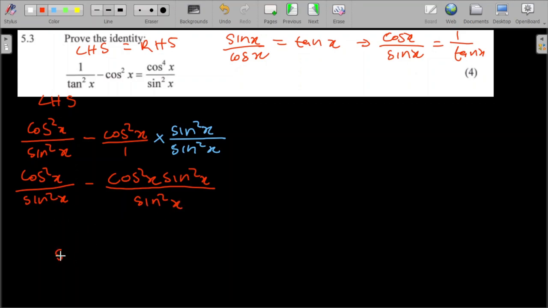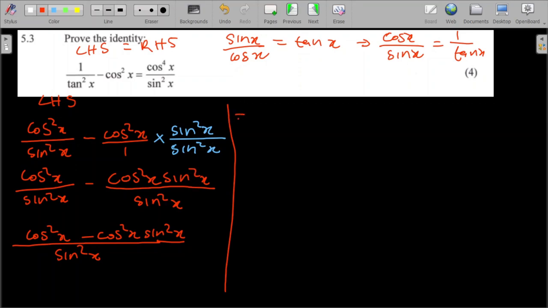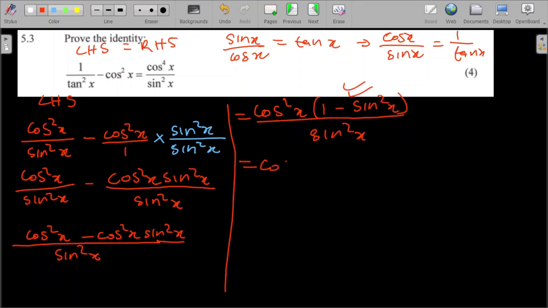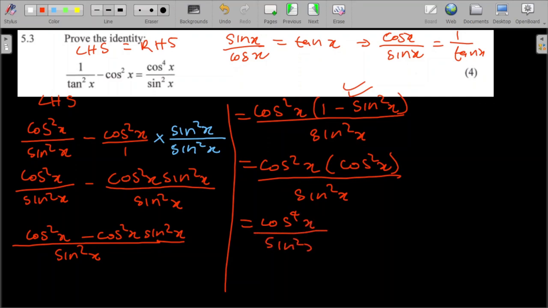I can take one denominator, sine squared x, all over that which is cos squared x minus cos squared x sine squared x. And then at the top, we have cos squared x as a common factor. So we're going to have cos squared x into, taking this as a common factor, I'm left with 1 minus sine squared x, all over sine squared x. Now here, I hope we know that this is the identity of cos squared. So it's going to be cos squared x into cos squared x, all over sine squared x. And then at the top, that and that is going to give us cos fourth of x all over sine squared x, which is exactly the same as our right hand side.